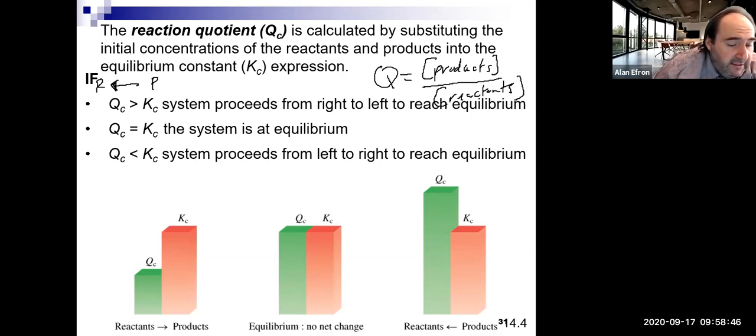If you do calculate Q and it does equal K, your system is at equilibrium. And again, what that means is the rate of the forward reaction at that point will equal the rate of the reverse reaction.